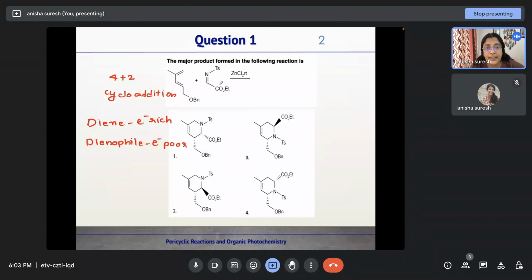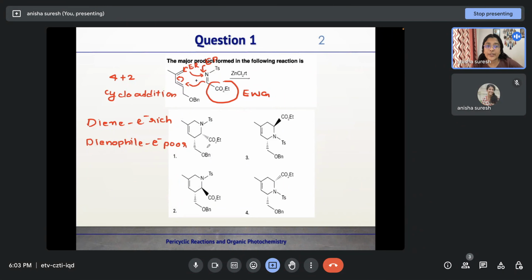We can see that here there is an electron withdrawing group. Because of that, this center will be electron poor. And because of this electron releasing methyl group, this methyl group will be electron releasing in nature. Because of that, this center will be electron rich. So this reaction will be taking place in this fashion. This will be adding on to this and this will be adding on to this, and this double bond will shift to here. So this will be the product.